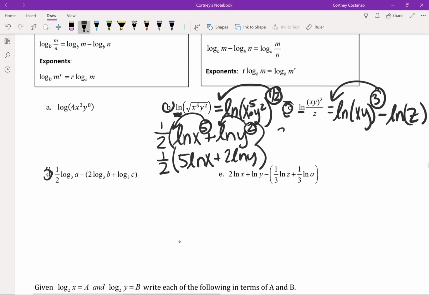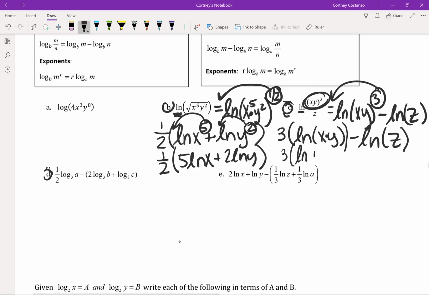So I have 3 parentheses natural log of x times y minus natural log of z, and I had to close that parenthesis off because that 3 is only an exponent on the x and the y, so it should not be distributed to the z. And then last but not least, multiplication, I can expand those logs by using a plus sign. So natural log of x plus natural log of y minus natural log of z.